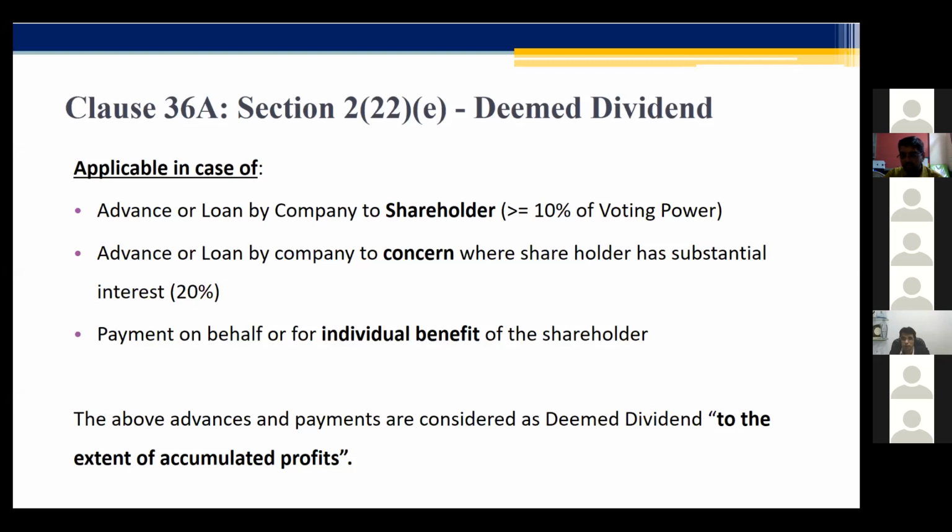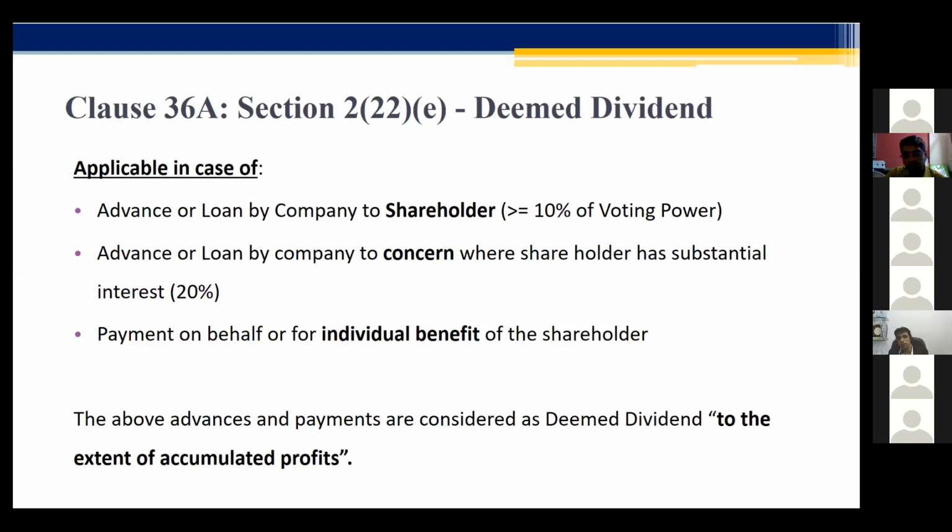We need to verify that if there is an advance or loan by a company to a shareholder and that shareholder is holding more than 10% of the voting power, you need to report it. If there is a similar advance or loan by the company to a concern, such as an intercorporate deposit, so my audit company gives a loan to somebody else's company, and my shareholders have a substantial interest. That is a common shareholder.